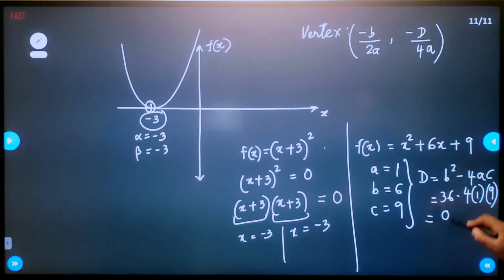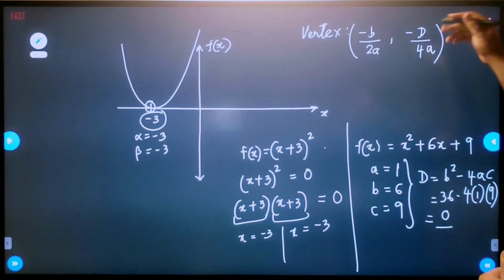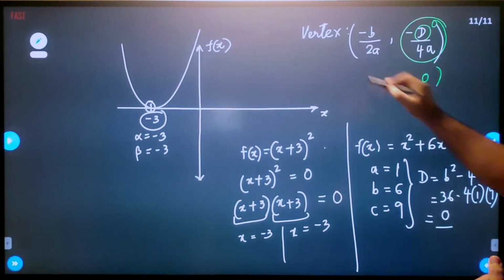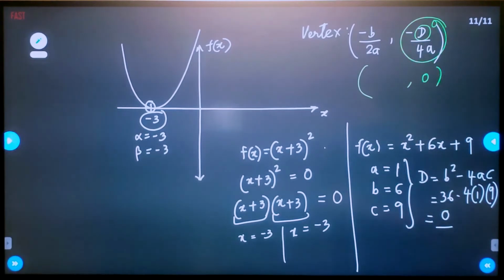This is 36 minus 36, which is 0. Excellent. So d becomes 0. If d becomes 0, this whole thing is going to become 0 for me. Let us find out the value of minus b by 2a.